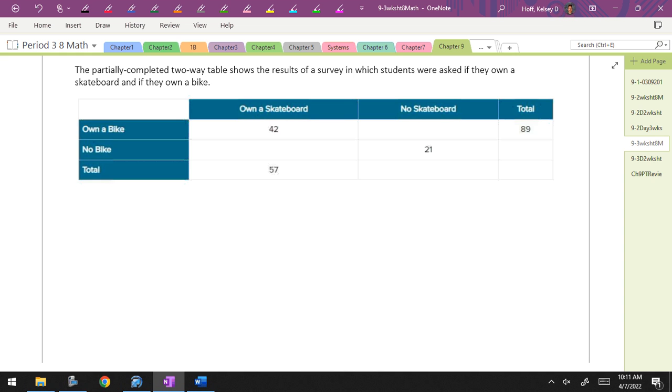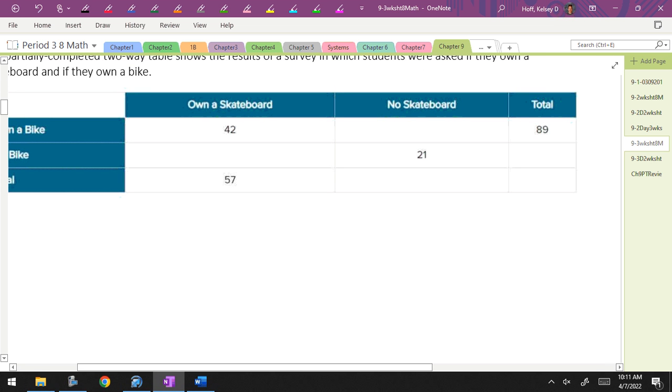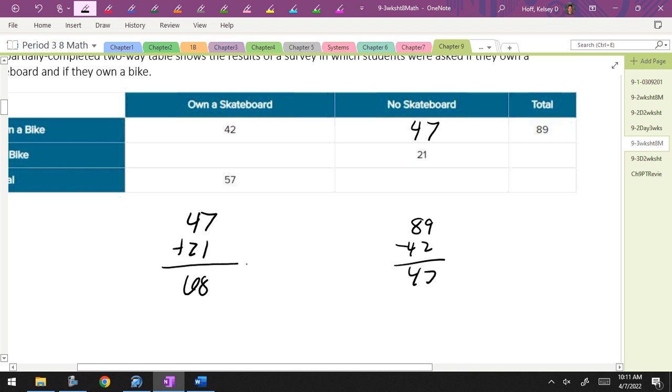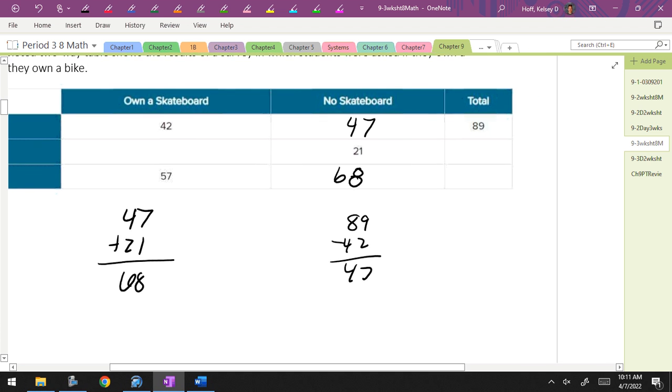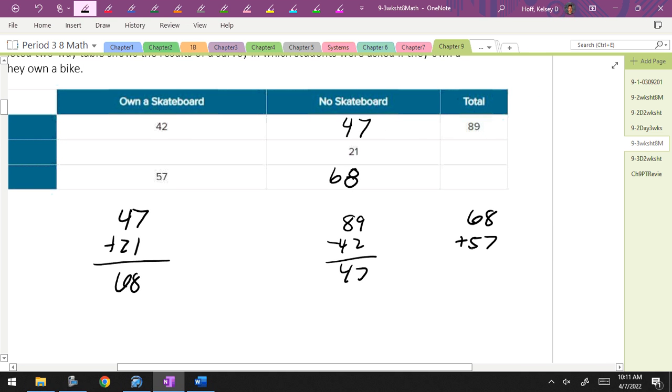So I'm going to... Very good. If I take 89 minus 42, I get... Say again? 47. So that would go in this here. What's my next one? Say it again. We could do 47 plus 21 would give me 68. That's the total of no skateboard. Okay, 68 plus 57, 125. What'd you say, Manny, over there?